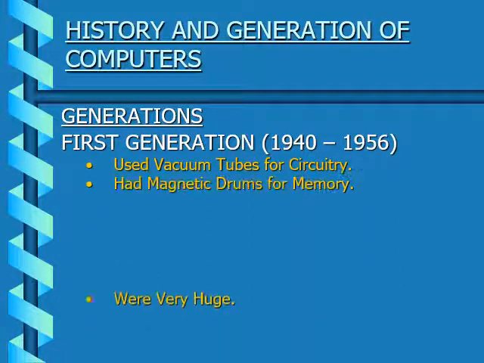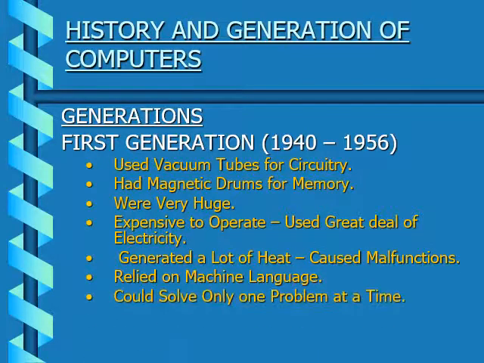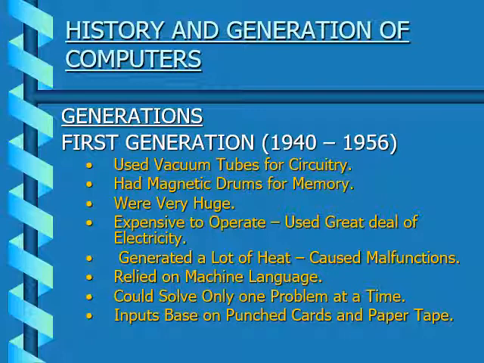So the generations. Here we had the first generation. Before I talk about this, there was the abacus. We're going to see it in the next slides. So the first generation, which was from 1940 to 1956, used what we call vacuum tubes for circuitry and magnetic drums for memory, which were very huge and expensive to operate, and they used a great deal of energy. They generated a lot of heat and caused a lot of malfunction. If you had to go to Taiwan and see the legacy core exchange rooms, you'd see that the legacy systems were manual and used a lot of vacuum tubes instead of transistors. Now we have transistors. They have changed the game.